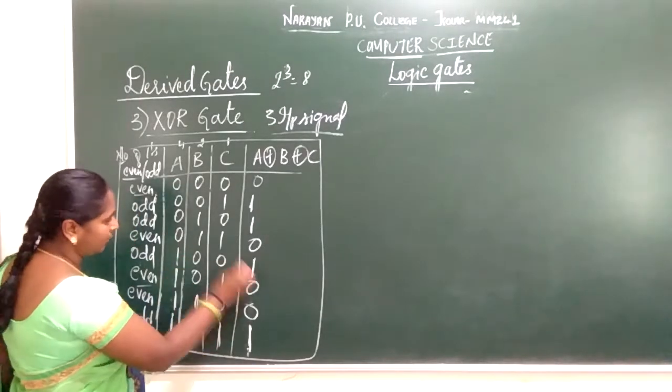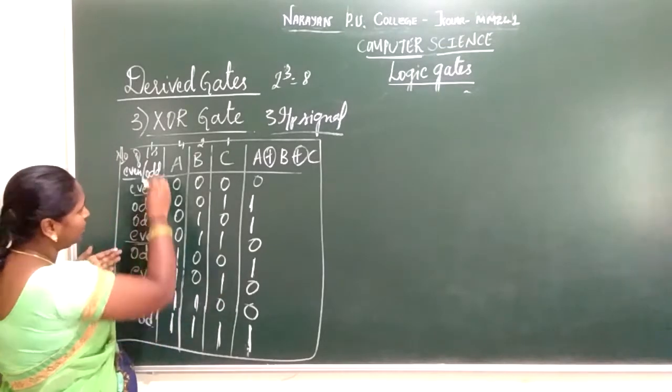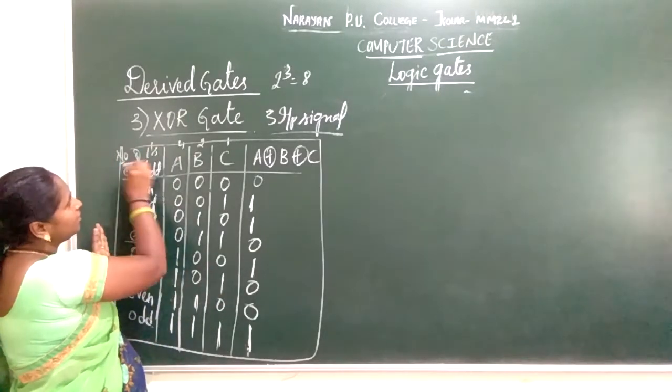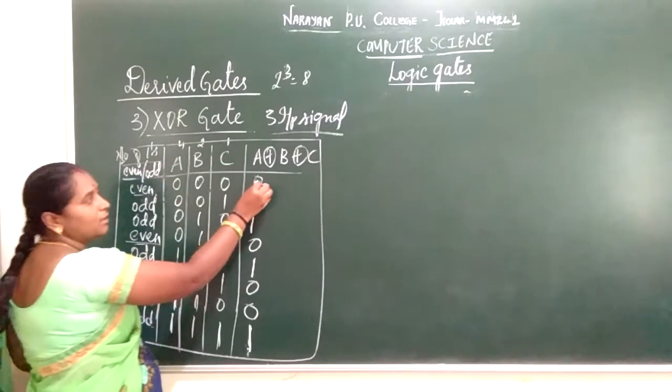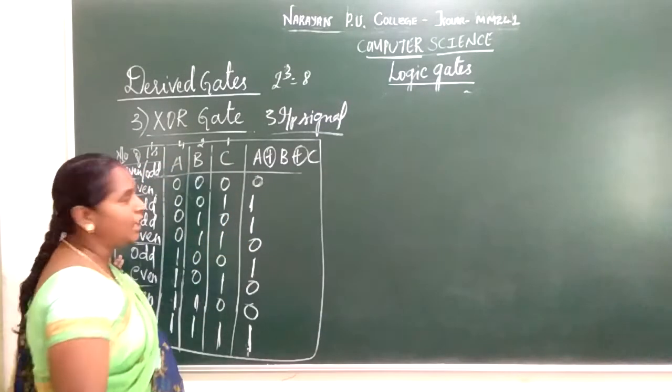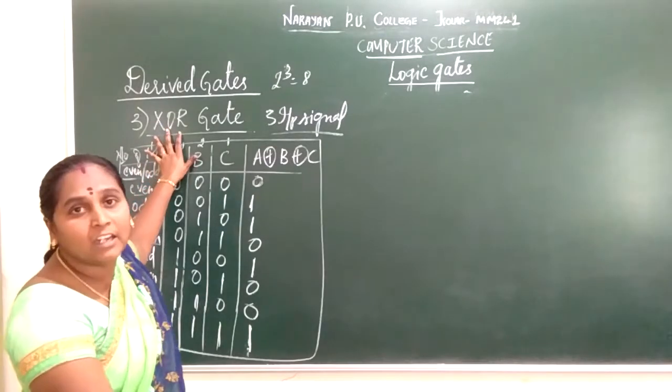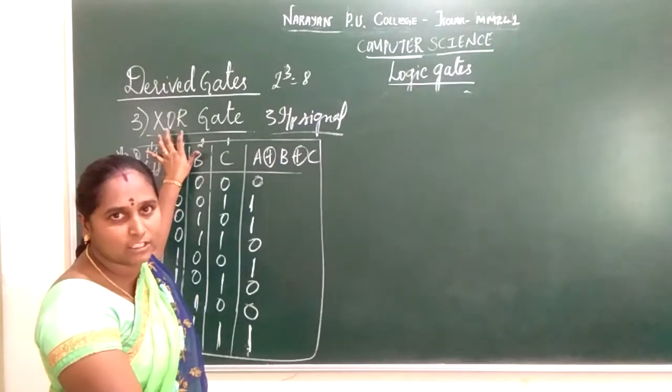And here also 1. So for your understanding, you can write a separate column with the attribute number of ones, that is even or odd. Based on this you can output the values. So this is about the third derived gate, that is nothing but the XOR gate.